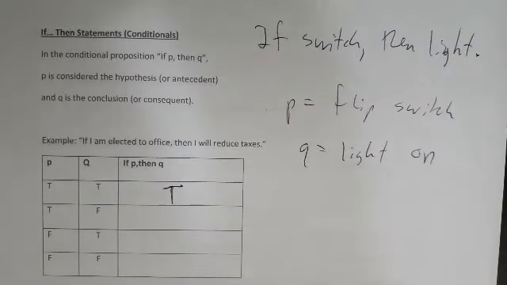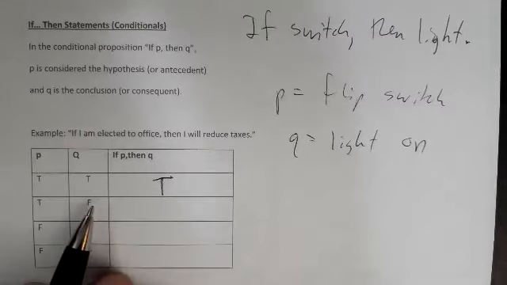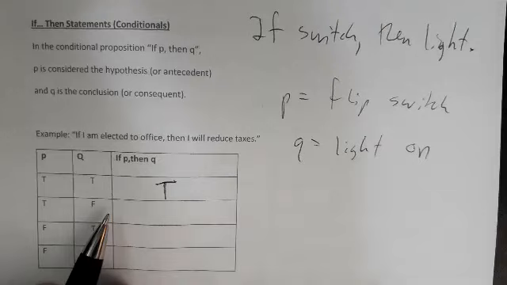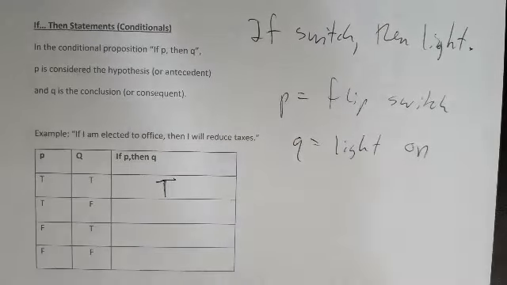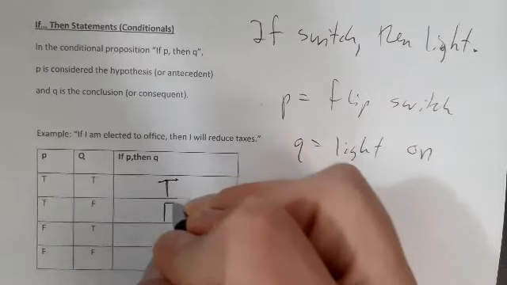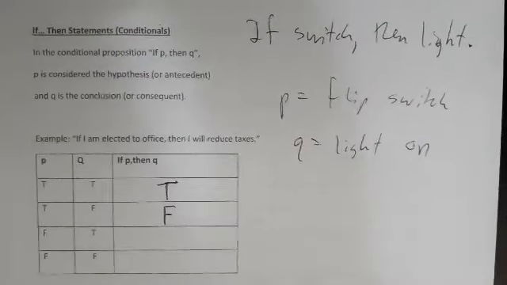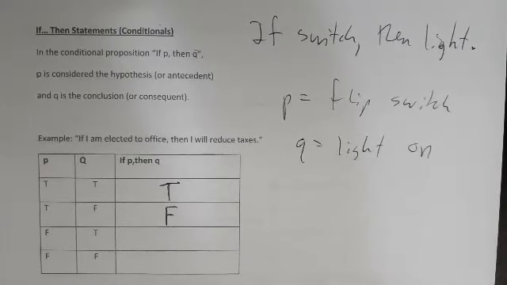The next one says that I flipped the switch, but it's not true the light came on. So if I flip the switch and the light doesn't come on, is it true that if I flip the switch, then the light comes on? This would be the example where this thing is false. So we can determine it's false here, because when I flipped the switch, the light didn't come on, right?